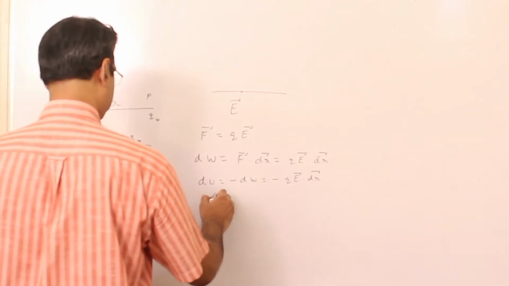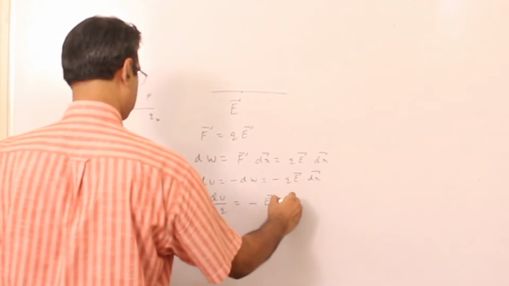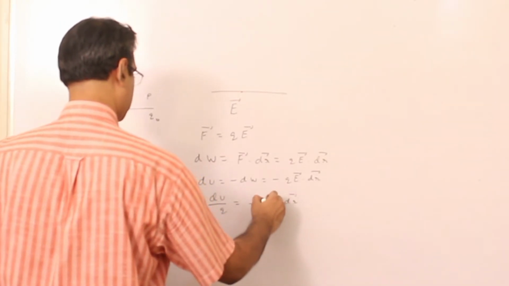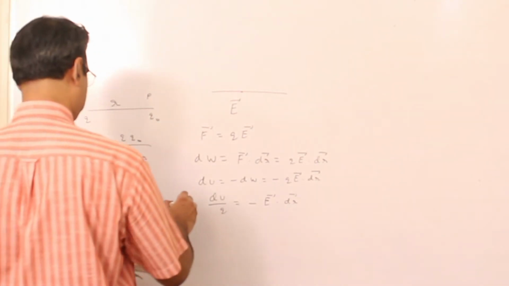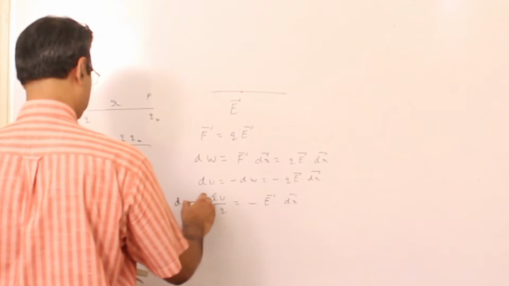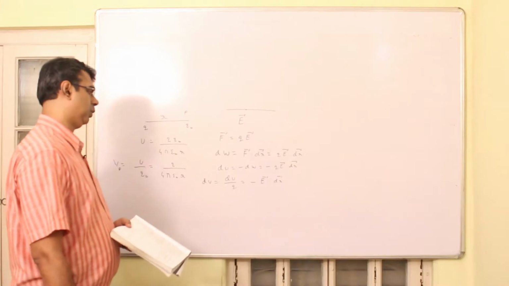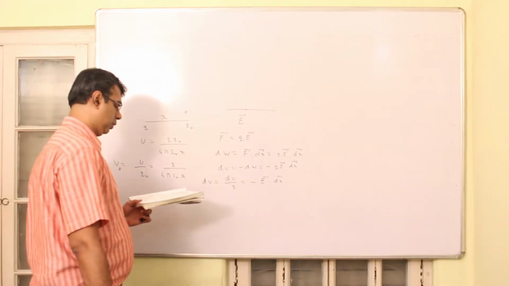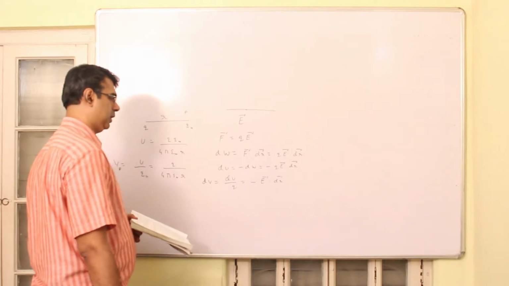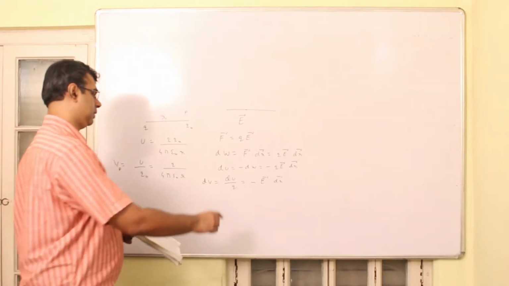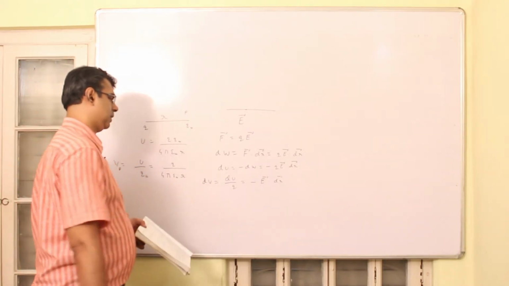Now if you divide dU by Q, then you will get dU by Q equal to minus E dot dr. But you know now that dU by Q is known as potential, and therefore the change in potential is minus E dot dr. Now remember, this dU is the change in potential energy, and therefore dV is the change in potential.